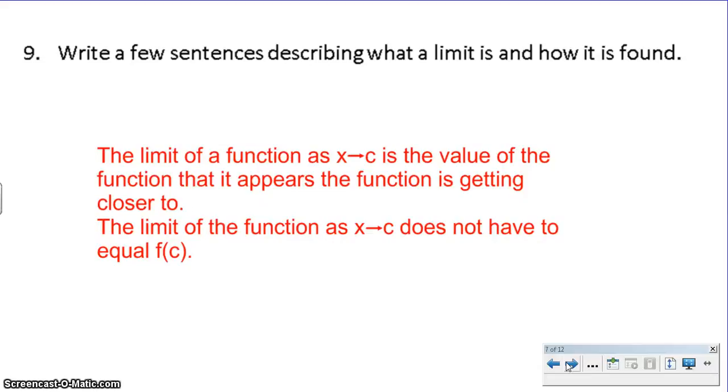The limit of the function as x approaches c does not have to equal f of c. So in this particular problem, we were looking at the limit as x approaches -1, and it just so happened that when we plugged in -1, we got -5 as an output, and that -5 ended up being our limit. That's not always going to be the case.